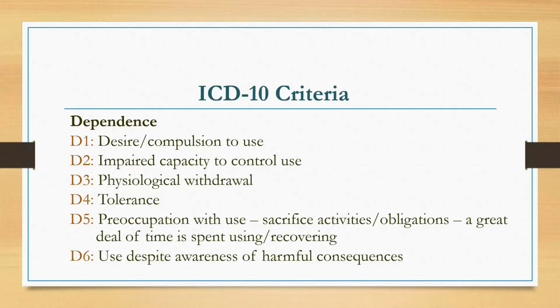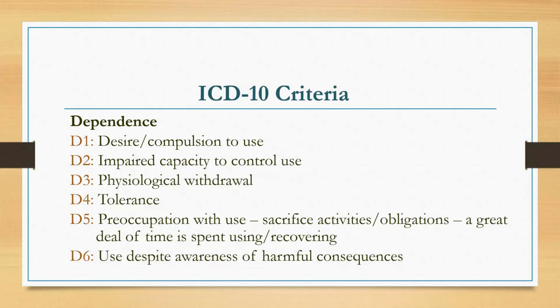The dependence criteria are 6 in the ICD-10. Many of them parallel the DSM-5. However, dependence criterion number 5 here, preoccupation with use involving sacrificing activities and obligations, spending a great deal of time using and recovering, etc., is sort of a collection of things that are not necessarily one and the same, and it results in the fact that the ICD-10 might not come up with the same diagnostic severity level as the DSM-5 might indicate.